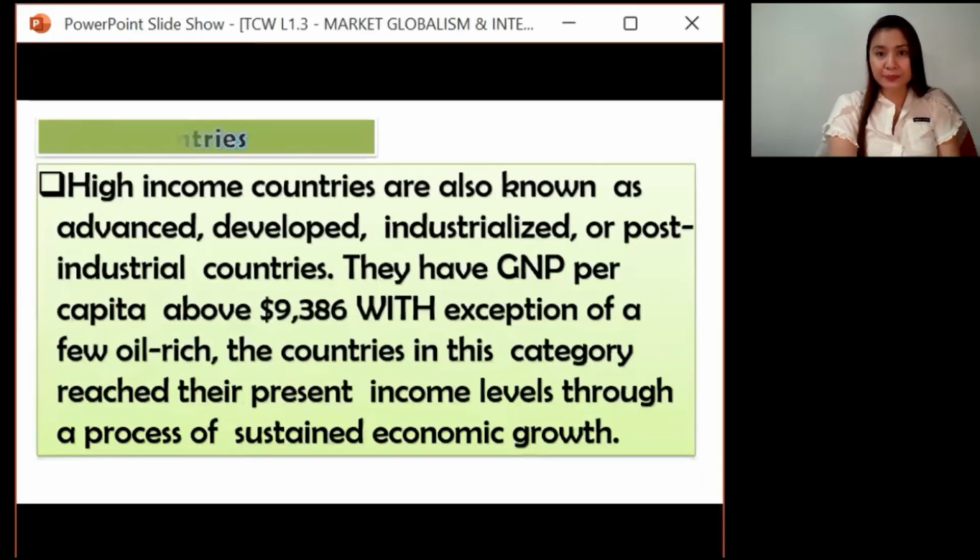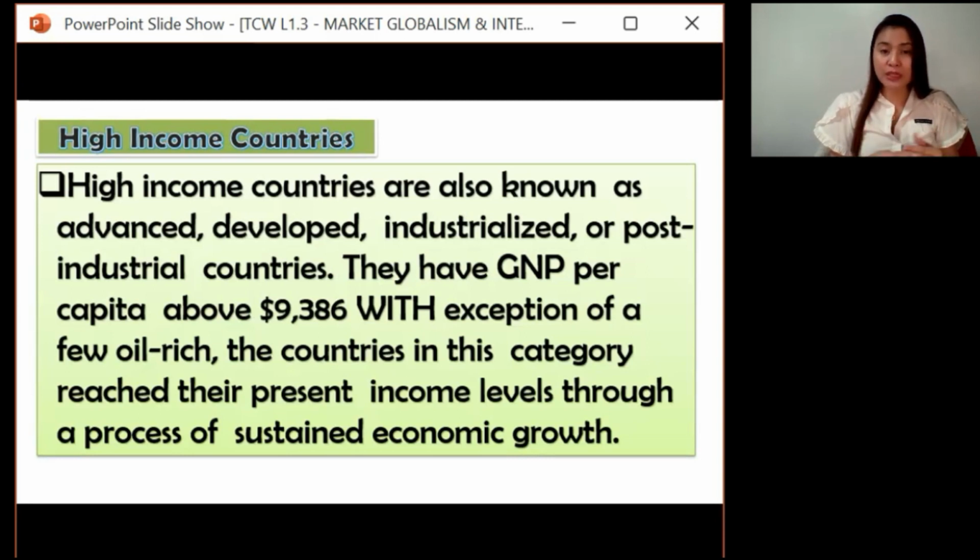And the next category is the high income countries. High income countries are also known as advanced, developed, industrialized, or post-industrialized countries, and they have a GNP per capita above 9,386 US dollars, with the exception of a few oil-rich countries. The countries in this category reached their present income levels through a process of sustained economic growth. There are actually 20 countries with large GDP per capita in 2017. And you know, GDP is a strong indicator of a country's economic performance.